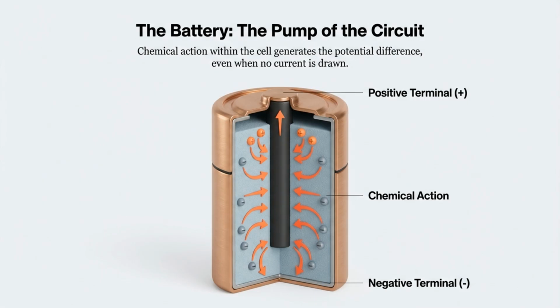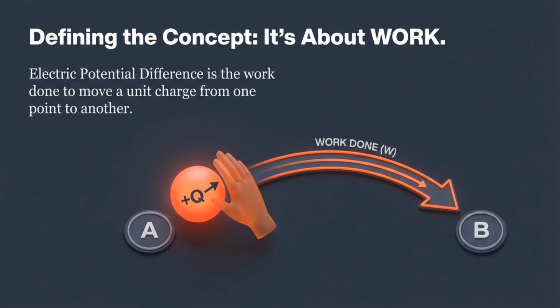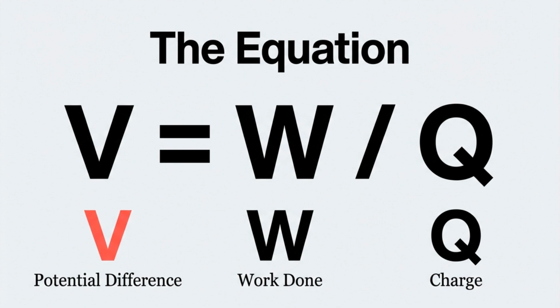The battery acts as the pump of the circuit. Chemical action within the cell generates the potential difference between the positive and negative terminals, even when no current is drawn. Electric potential difference is defined as the work done to move a unit charge from one point to another. The relationship is expressed by the equation V equals W over Q, where V is potential difference, W is work done, and Q is charge.